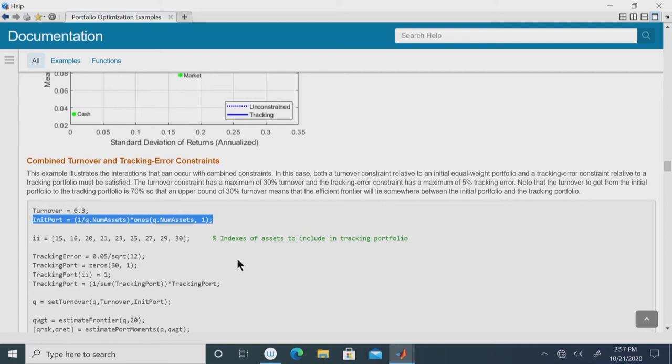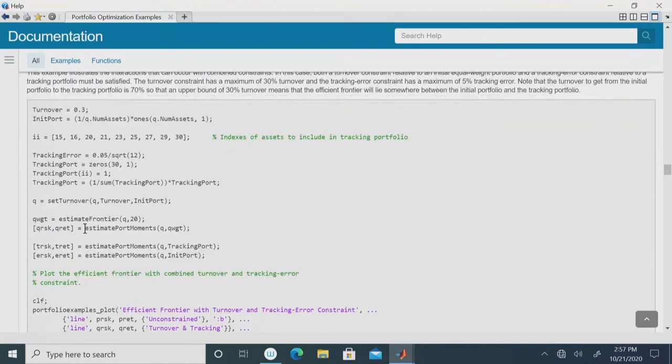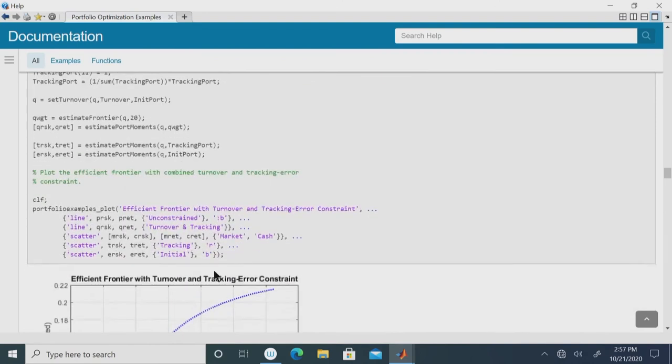So, there are 3 aspects here that need to be taken care of. The first is that the turnover is set at 30%. Now, in order to start your generation of the efficient frontier portfolio, you need to have some initial portfolio. So, the initial portfolio is set to be an equal weighted portfolio, and the tracking error portfolio is the same as that which has been set before. So, there are 2 portfolios here, one is the initial portfolio and one is the tracking error portfolio. Accordingly, what you do is you set the turnover, you have this initial portfolio that you have here, you estimate the portfolio moments for Q, and you determine what is going to be the efficient frontier.